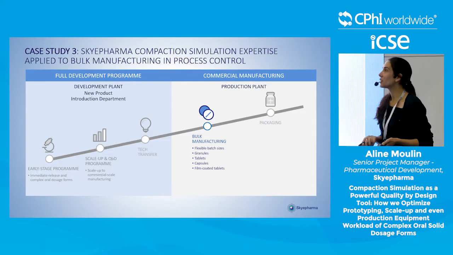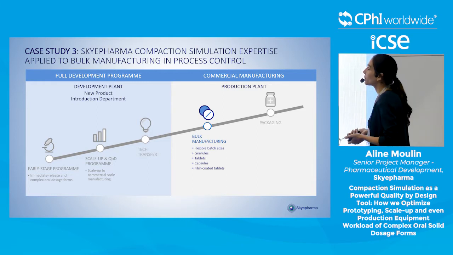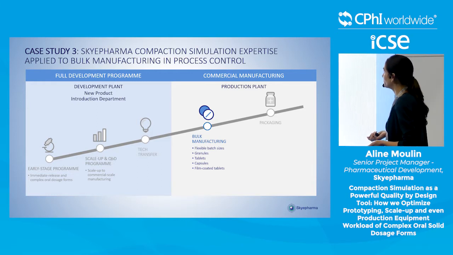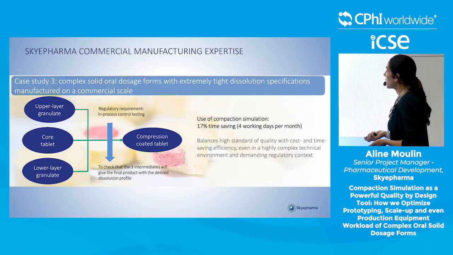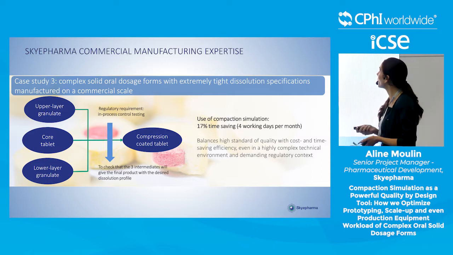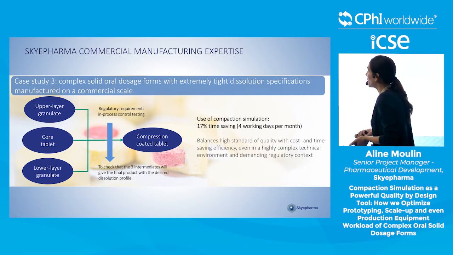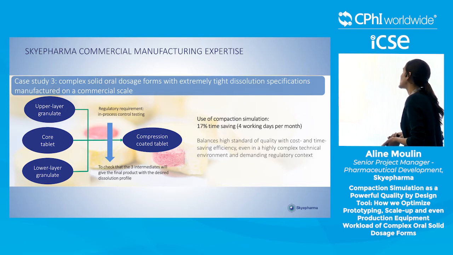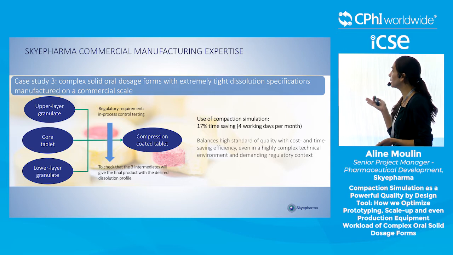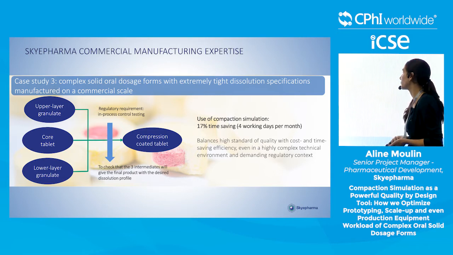Third and last case study, so Skyepharma compaction simulation expertise applied to bulk manufacturing in-process control. This case study is about a tab-in-tab dosage form with extremely tight dissolution profiles manufactured at commercial scale. Here you have a general scheme of the process. We manufacture the core tablet, the upper layer granulate, and the lower layer granulate. And the last step is to manufacture the compression-coated tablet, the tab-in-tab.